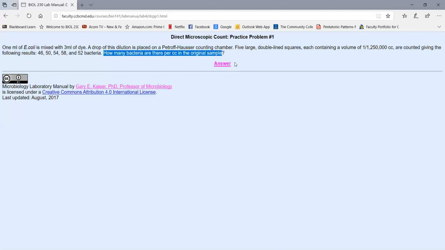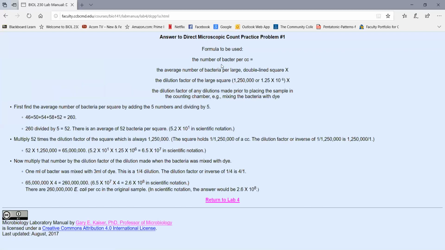So if you're not sure how to do that, now let's click on the answer page and it takes you through this step by step. So again, here's the formula. We're trying to find the number of bacteria per cc. That's equal to the average number of bacteria per large double-lined square. That's where we counted 5 squares and we're taking an average. So again, it's addition and division with a calculator.